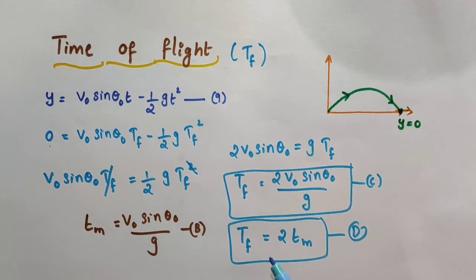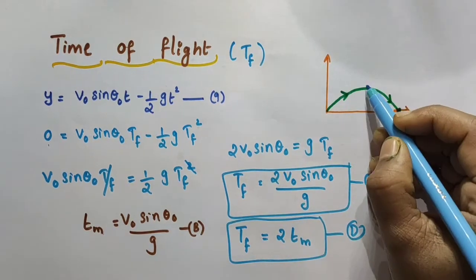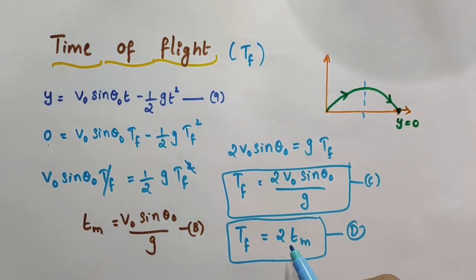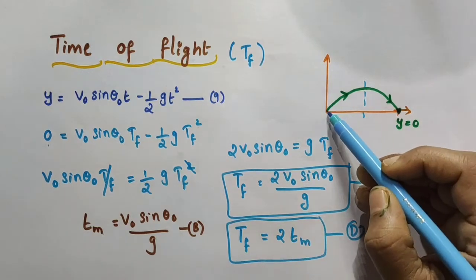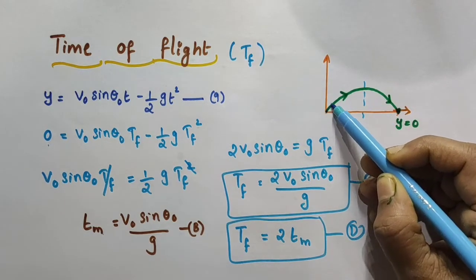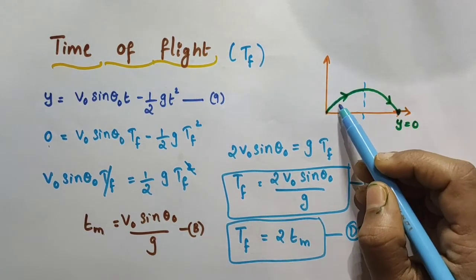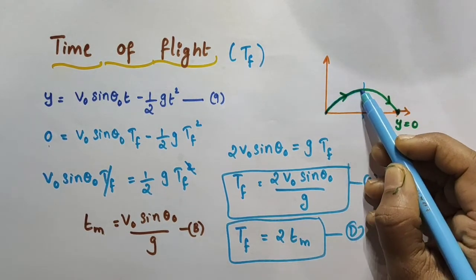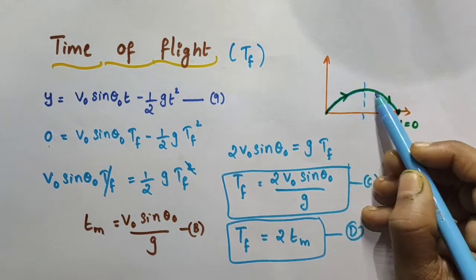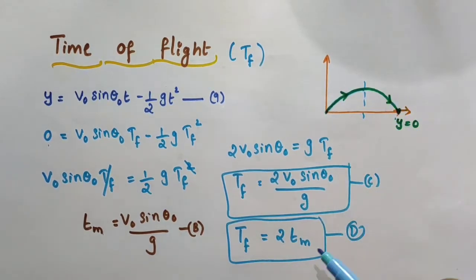This is expected because of the symmetry of the projectile motion. Because of the symmetry, the total time of flight is equal to 2 times the time of maximum height. Time of maximum height means the time taken by the projectile to reach here. Then total time of flight means the time taken by the projectile to reach here and to reach here. So from the symmetry it is expected that Tf is equal to 2 times Tm. Alright.